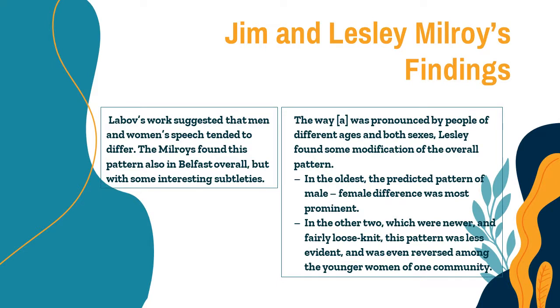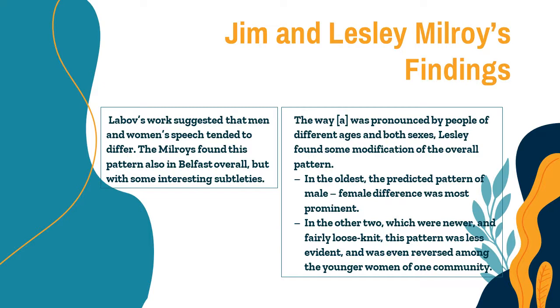Now we are going to talk about their findings. When the Milroys examined their data, they discovered a number of things which would not have been detectable in a lab-type survey. For example, Labov's work suggested that men and women's speech tended to differ, with women on the whole being closer to the prestige norm. The Milroys found this pattern also in Belfast overall, but with some interesting subtleties.